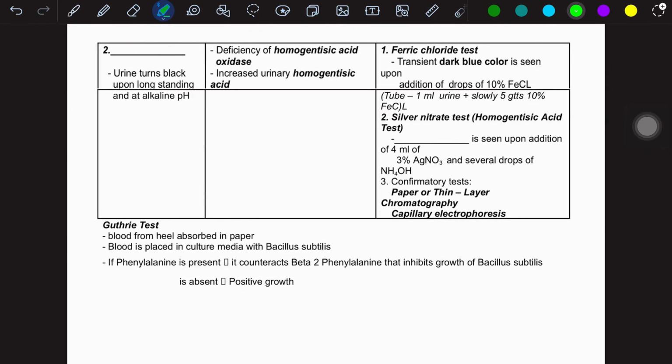So, your Guthrie test, blood from heel is absorbed in paper and blood is placed in culture media with Bacillus subtilis. If naay phenylalanine, kay mo counteract siya sa beta-2 phenylalanine and inhibits growth of Bacillus subtilis. If walay phenylalanine, walay mo counteract sa beta-2 phenylalanine, so there will be positive growth.